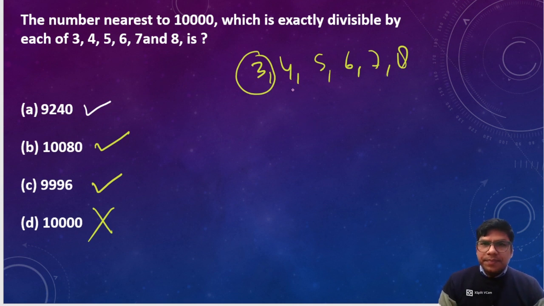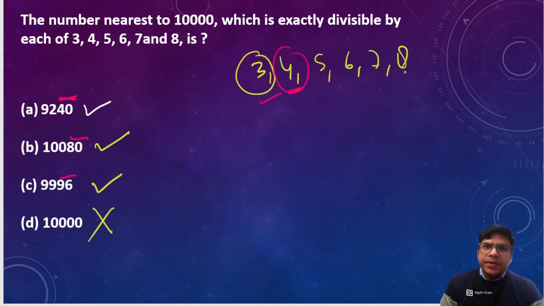Now we have to use 4 as a tool. What is the divisibility rule of 4? The last 2 digits must be divisible by 4. So 40 is divisible by 4, 80 is divisible by 4, 96 is divisible by 4. So we couldn't get our answer. We have used 2 tools.